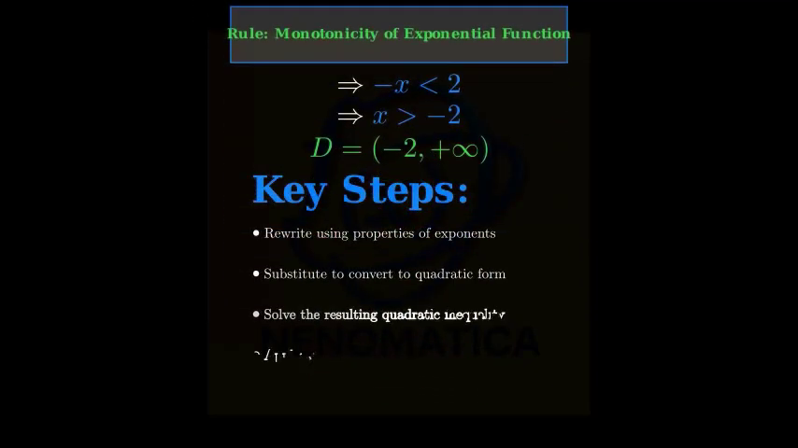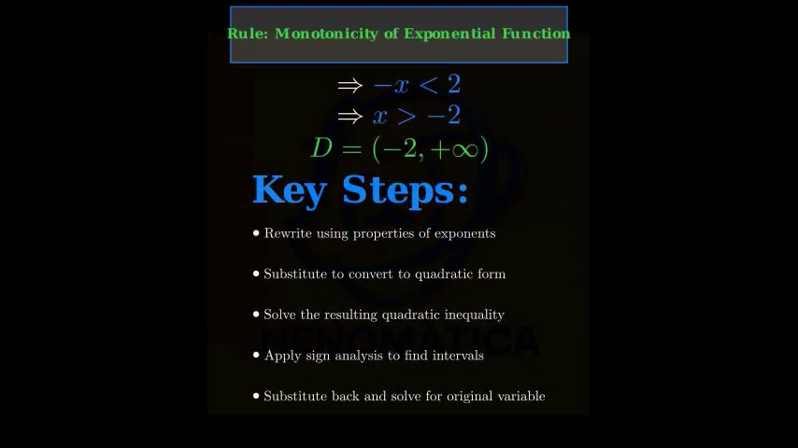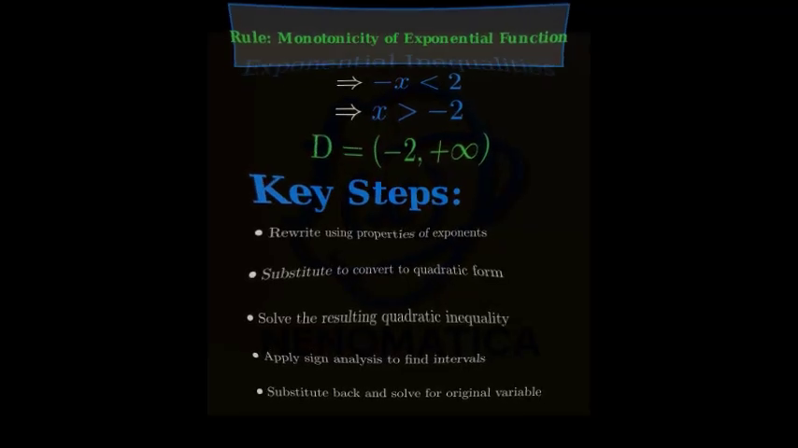And there we have it. We've successfully solved the exponential inequality by using substitution and applying properties of exponential functions. Let's recap the key steps. We made a substitution to convert the exponential inequality into a quadratic, factored and solved that quadratic, then substituted back to find the solution in terms of our original variable x. The solution is x is greater than negative 2.